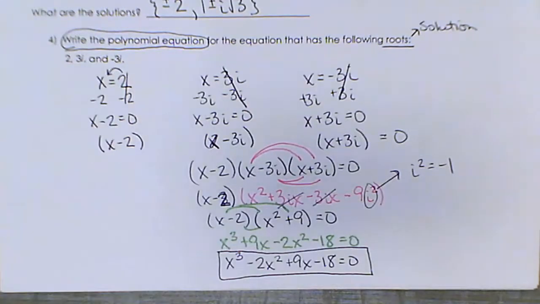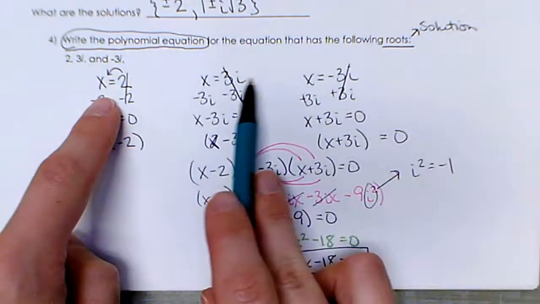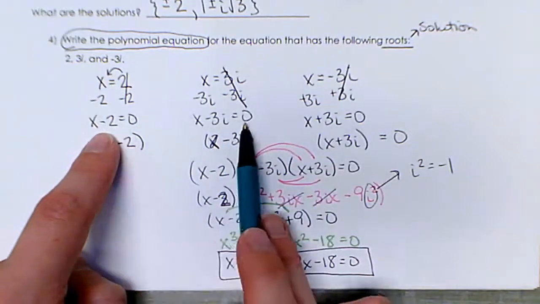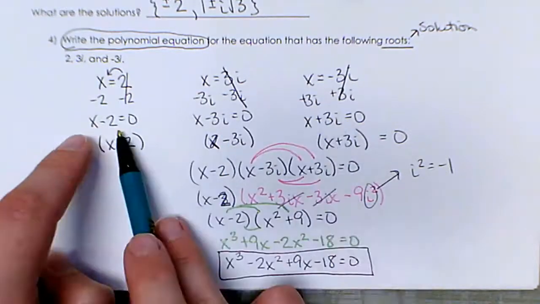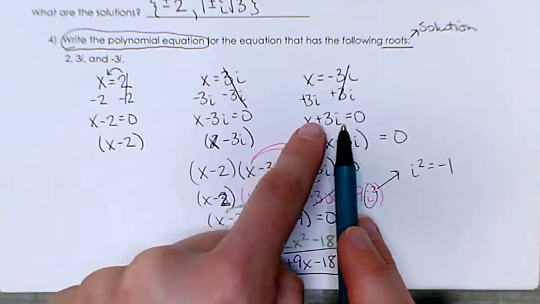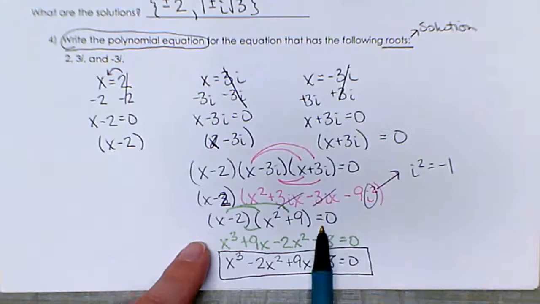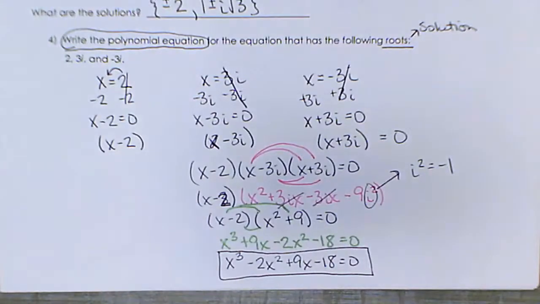You just have to work backwards. You set your solutions equal to x. You move them over so that you have equations that are equal to 0. Whatever equals 0 becomes your factors. And then you take those factors and you multiply them together with FOIL. And that's it. So today we were able to use our factoring knowledge and recall our knowledge of complex numbers to solve equations from polynomial form.